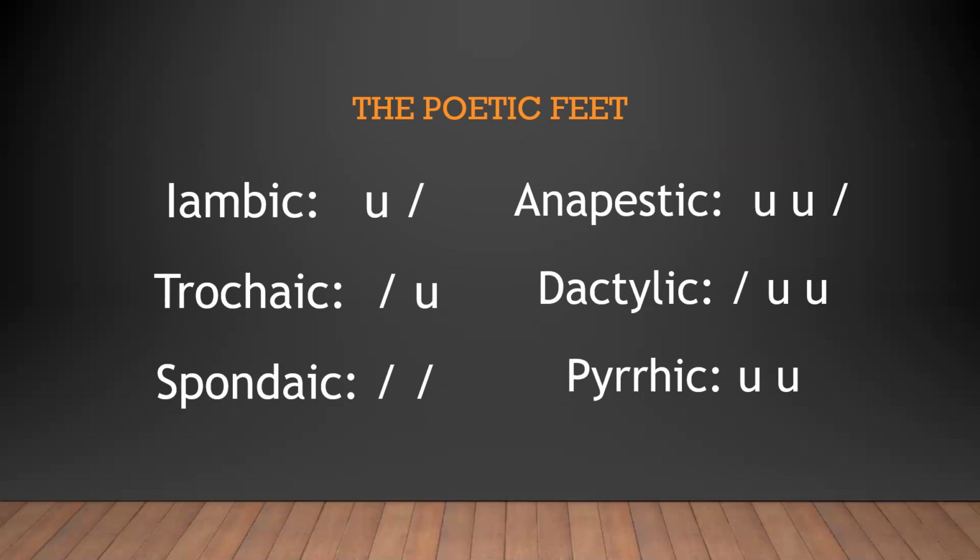These are the main types of poetic feet that exist in the Western world. There's iambic, which is, like we talked about, unstressed and stressed. There's trochaic, which is exactly the opposite, stressed and then unstressed. There's spondaic, which is stressed, stressed. Anapestic, which is 3 syllables: unstressed, unstressed, and stressed. The reverse, dactylic, which is stressed, unstressed, unstressed. And then there's pyrrhic, which is unstressed, unstressed.